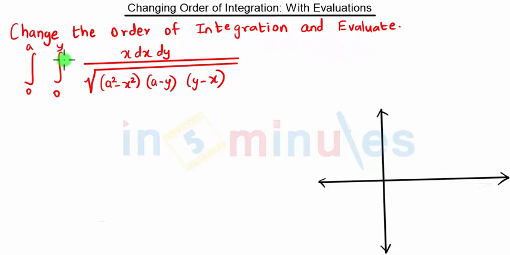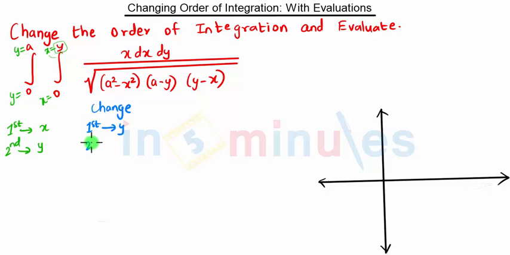Now if you see in these limits, we have the variable y. So these limits will be for x and these limits will be for y. Since the x limit has a variable y, the first integration is with respect to x and the second integration is with respect to y. Now we have to change the order of integration. First we will integrate with respect to y and then we will integrate with respect to x. So we have changed the order.